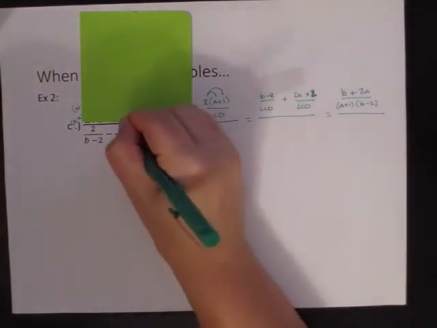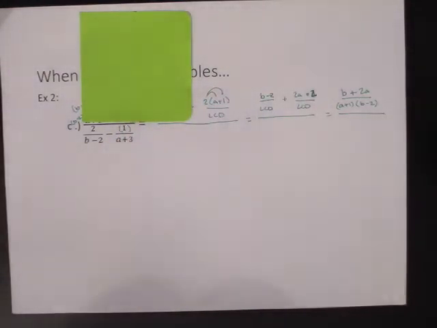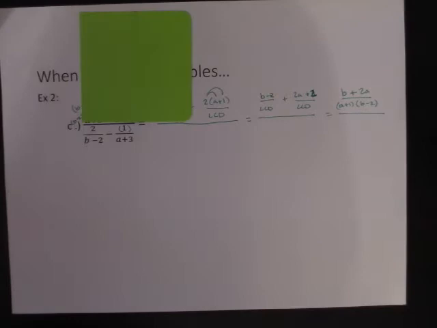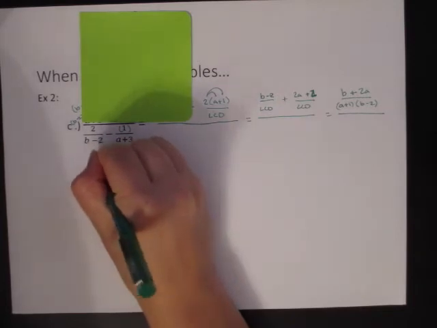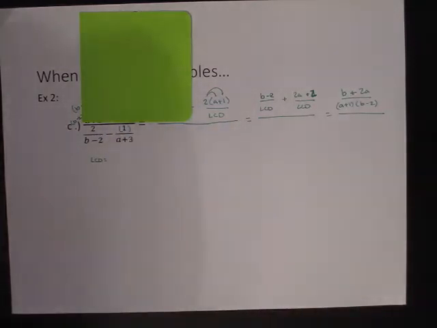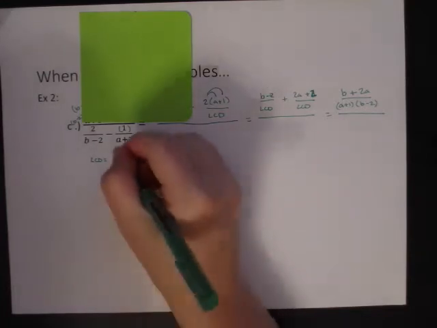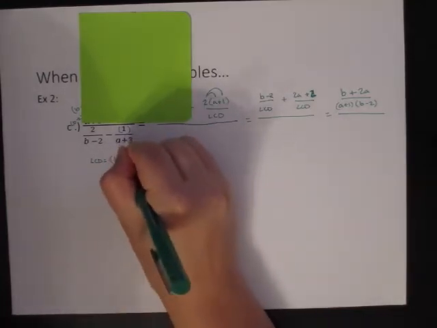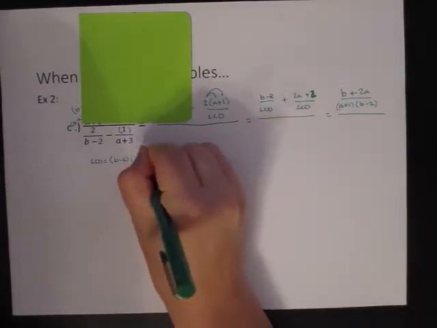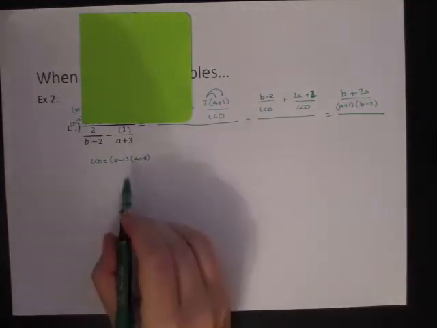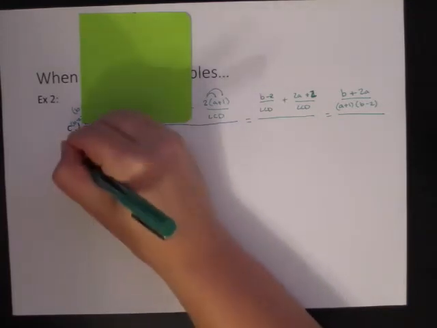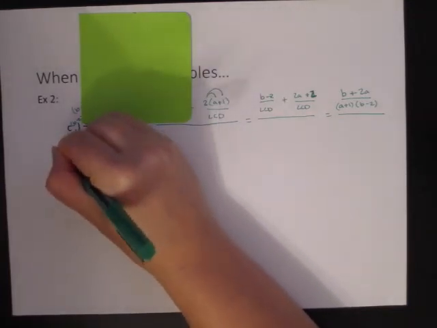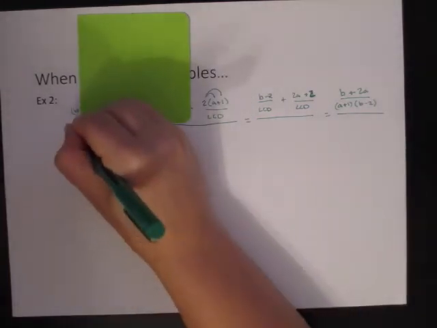So with my denominator, I see it's a subtraction problem, so I'm going to put my second numerator in parentheses, and I've got 2 over b minus 2 minus 1 over a plus 3. So first thing I want to do is I want to find my LCD. Can't factor either one of those denominators. They don't have anything in common, so it's just going to be b minus 2 times a plus 3. So I'm going to look at my LCD compared to my first denominator, and I see what's missing is the a plus 3. What I do to the bottom, I have to do to the top.